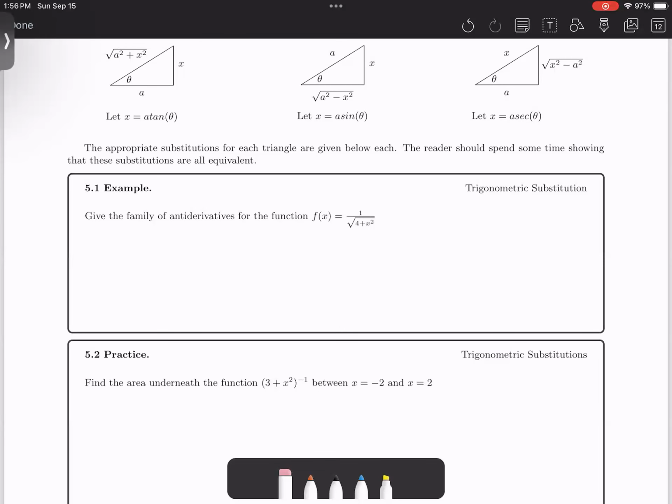This technique is all about substituting into your integral a new trigonometric function to replace the original variable, and then using the nice geometry and the nice properties that trig functions have to allow for some simplification.